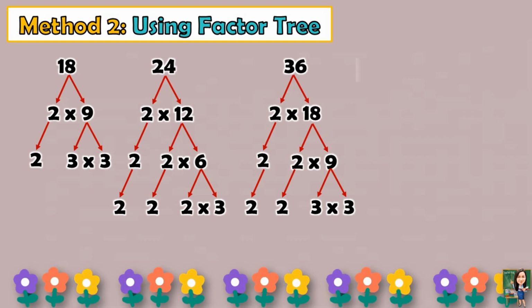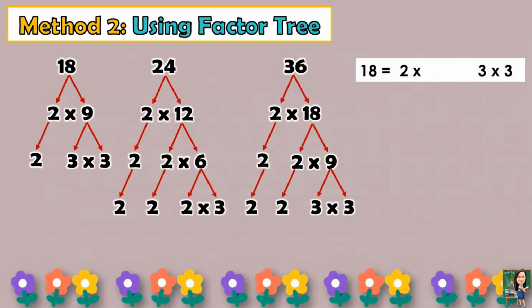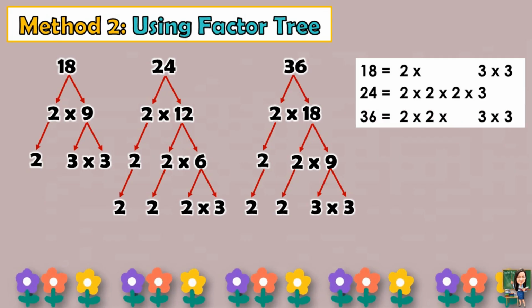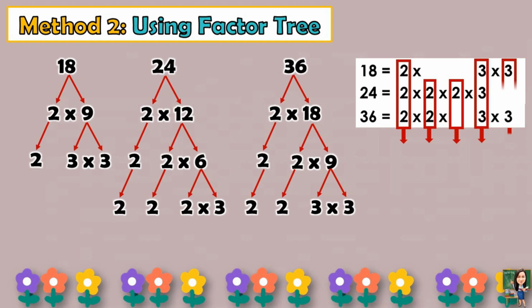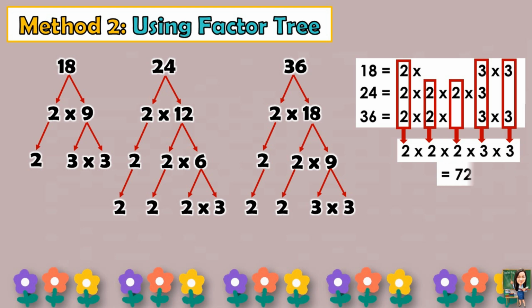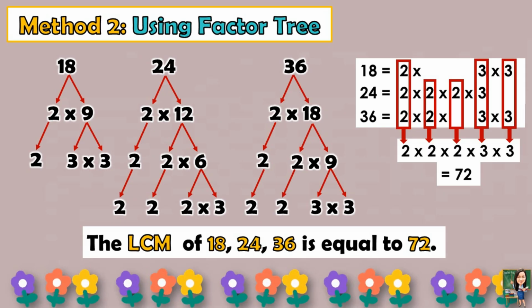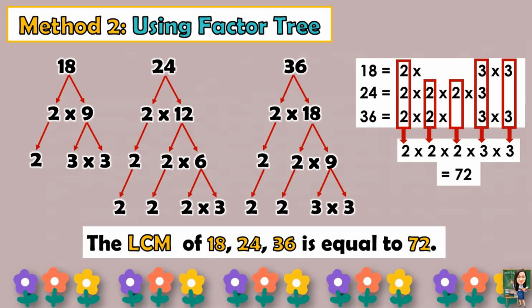The prime factors of 18 are 2 times 3 times 3. The prime factors of 24 are 2 times 2 times 2 times 3. The prime factors of 36 are 2 times 2 times 3 times 3. And then multiply all the prime factors. So 2 times 2 times 2 times 3 times 3 equals 72.